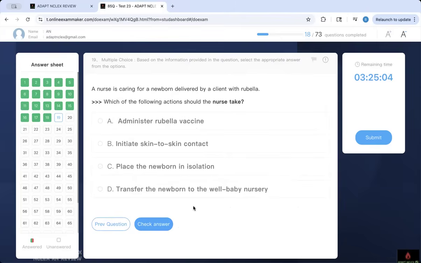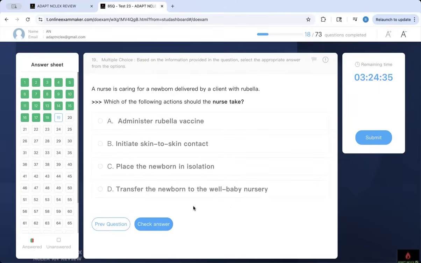And this is caring for a newborn delivered by a client with the what? Rubella. Mommy has rubella. You know rubella is infectious. Which of the following actions should the nurse take? Administer rubella vaccine, initiate skin-to-skin contact, place the newborn in isolation, or transfer the newborn to the well baby nursery. Which one is appropriate? Pick your answer and let me know.